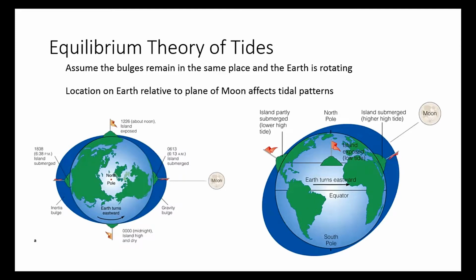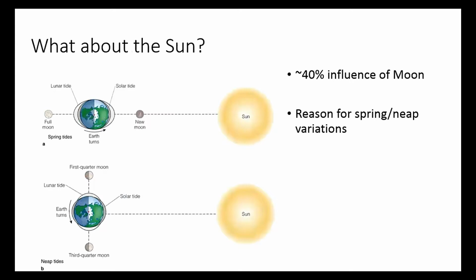So our reference point, which is a flagged island, rotates around and experiences 2 high tides and 2 low tides, which are the same size if it's in the plane of the moon. If it's not in the plane of the moon, we get 2 high tides and 2 low tides, but they're different sizes depending on where exactly we are and where the moon is. And then the sun plays another factor into it to complicate things.